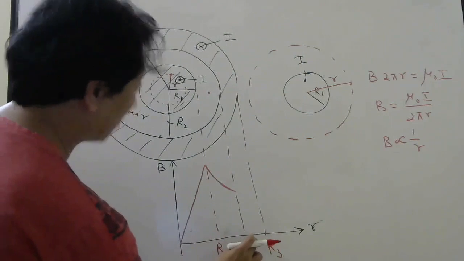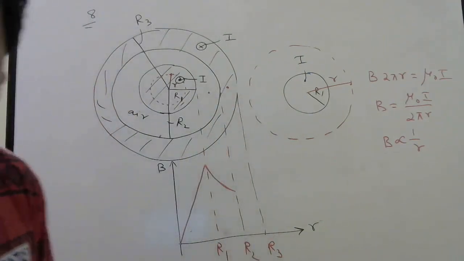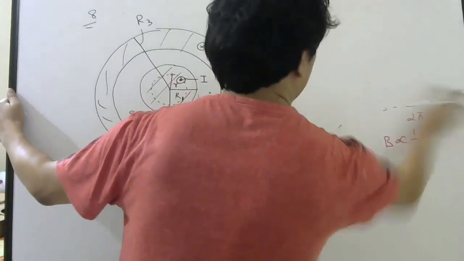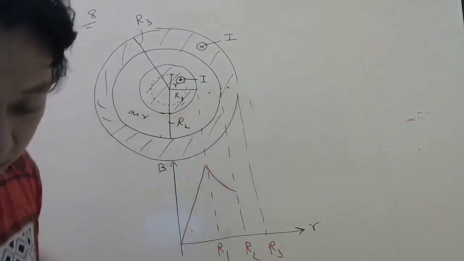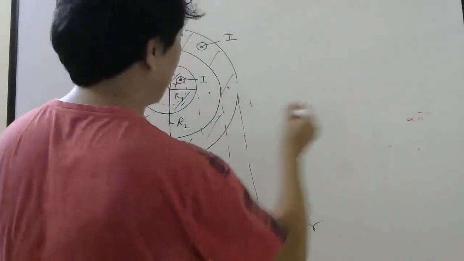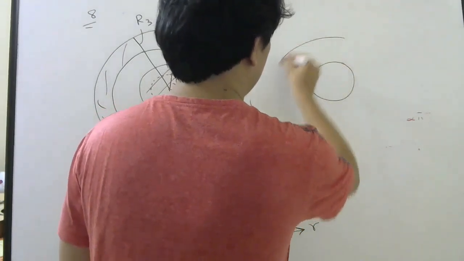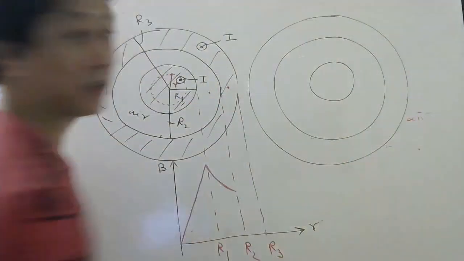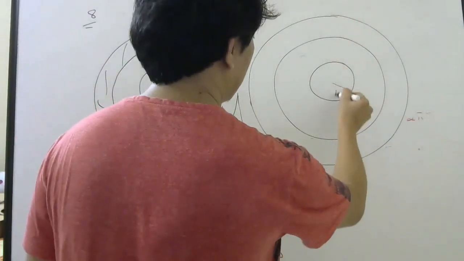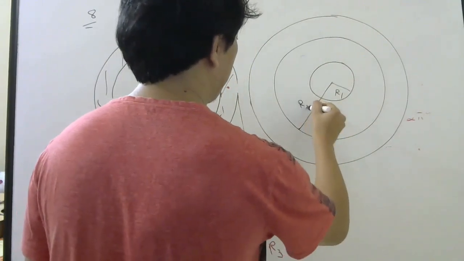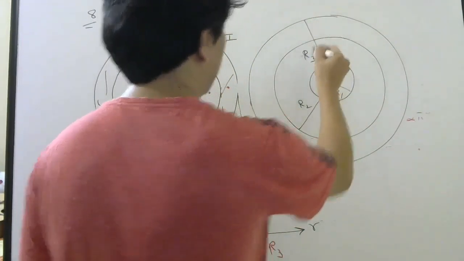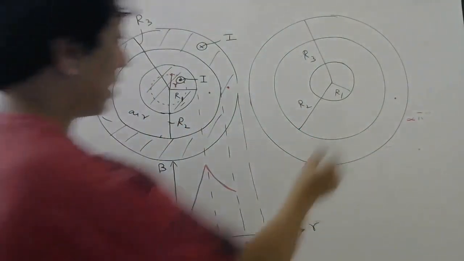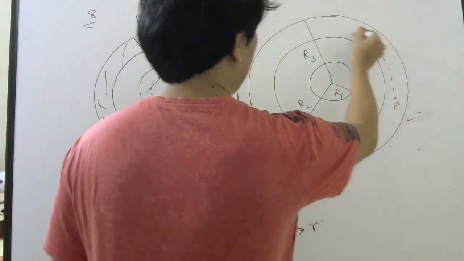But once you reach somewhere here, how will the magnetic field look? That also we have to check. So once I am here, what will my diagram be? This is my inner conductor, this is my outer conductor, and this is the outer surface of the outer conductor. This is R1, this is R2, this is R3. And right now, I am somewhere here. So what should I do again? Draw an Amperian loop.